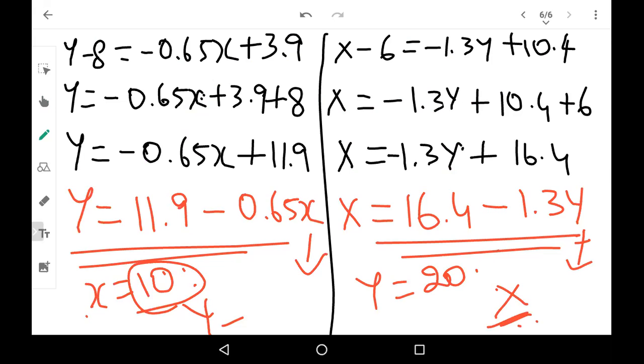Understood? Okay, any part you want me to repeat again, or can we go to the next problem?